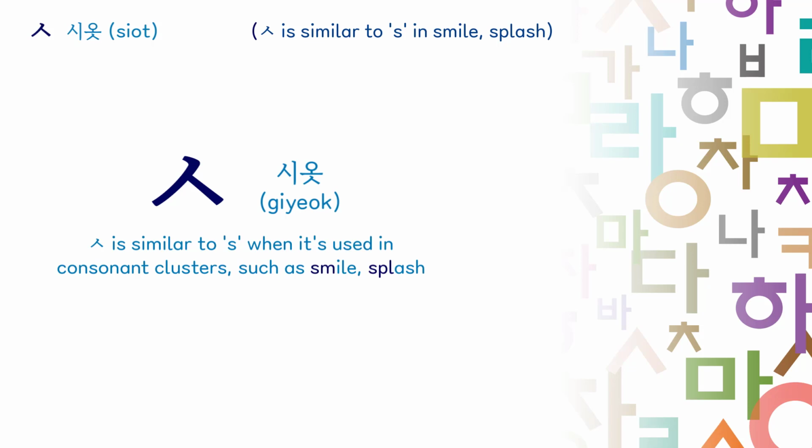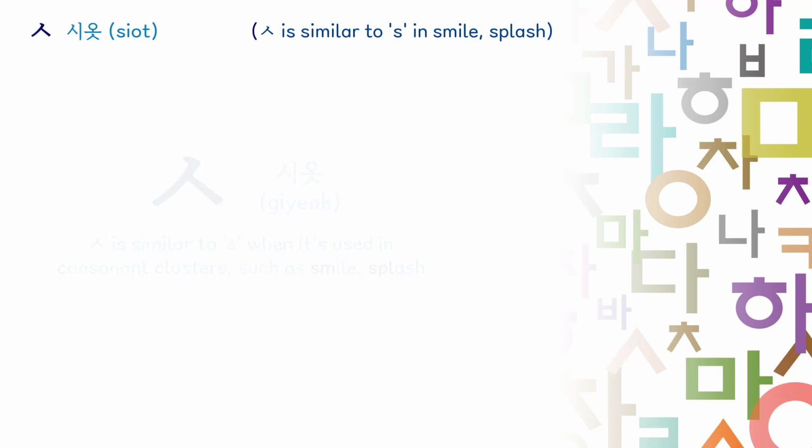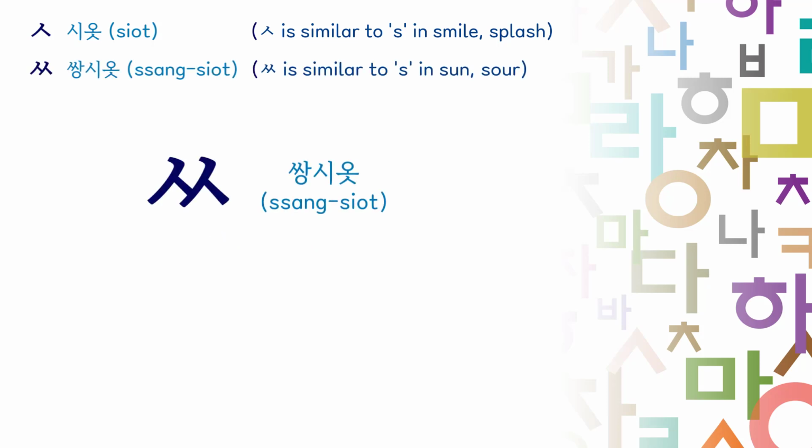Now, 시옷 can also sound like SH sound when it's used with certain vowels. And we'll look at this in detail when we go through the vowels later in this video. Next, we have 쌍시옷. Now, 쌍시옷 is like other double consonants. From the initial position for the S sound, the muscles are tense around the mouth. And the release from the initial position is much sharper. So it's s, s, s.